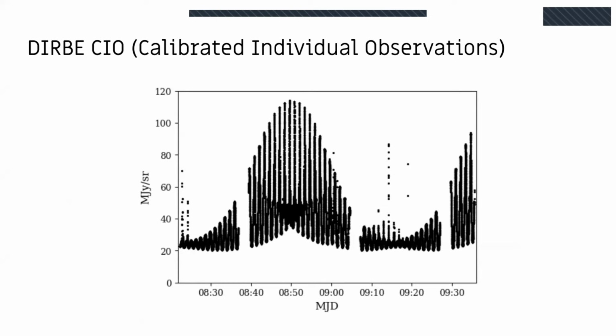This is a zoomed in view of a very short time chunk of what the DIRBE CIOs look like. DIRBE sampled the sky 8 times a second, a relatively low sample rate. And here's exactly what it looks like over just about an hour and a half of observations.